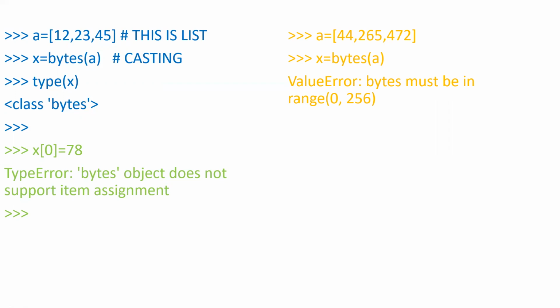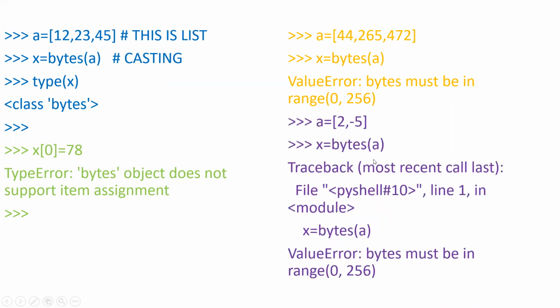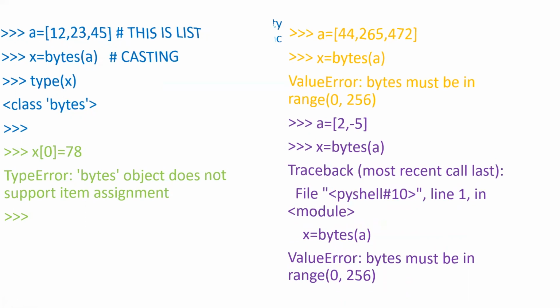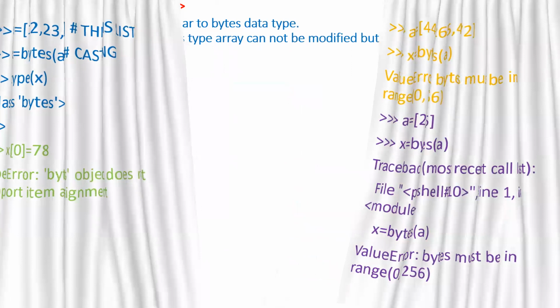Okay, it is fine now. Now you tell me here. A equals 2, -5. Still it is a list. X equals bytes of A. Again, you are getting the error. What may be the reason for this one? Yes, -5, because negative is not in between 0 and 256. Excellent. So I hope these are sufficient demos. Should I execute or can you check yourself? You can check yourself. Okay, fine. So that is done. Next one.